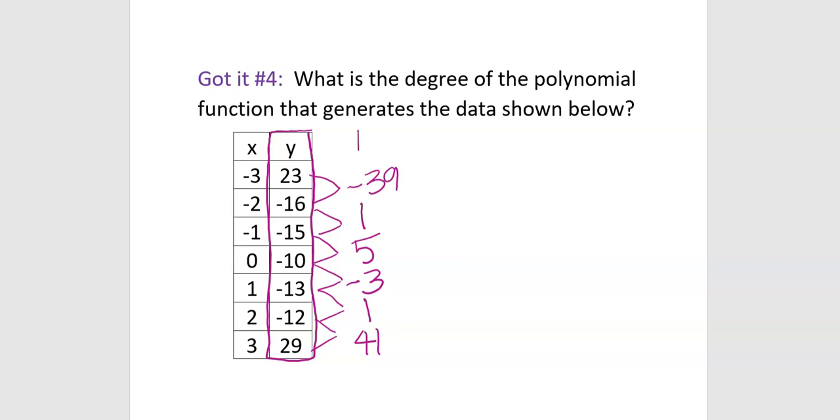We're going to do it again. I'm going to do this one in a different color. One subtract negative 39, so we're adding them, gives me 40. 5 subtract 1 gives me 4. Negative 3 subtract 5 gives me negative 8. 1 plus 3, because you're subtracting a negative, gives you 4. And 41 subtract 1 gives me 40. Now notice on that one that it kind of went down and then it went back up. The numbers were the same. That doesn't happen all the time. It just happened this time.